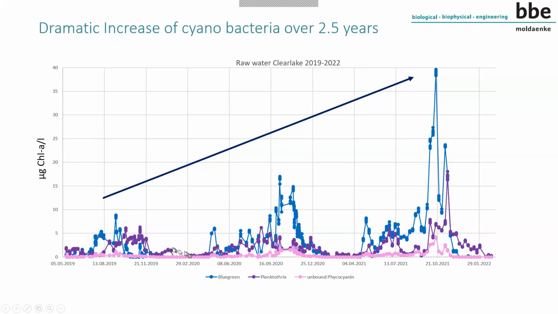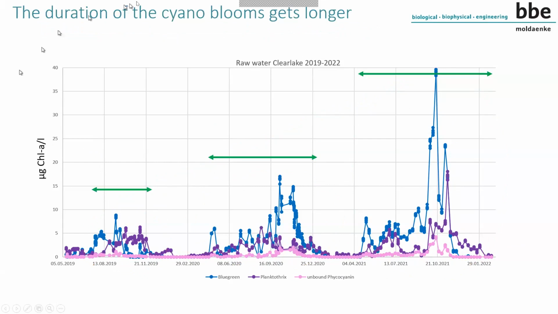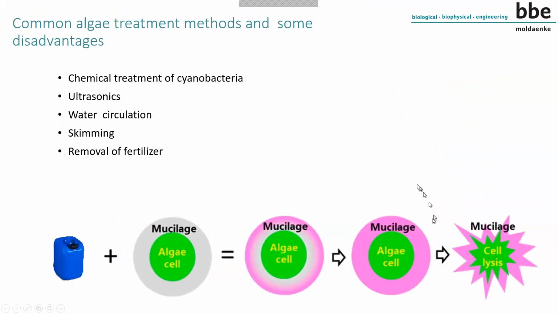And during the period in between, you have cyanobacteria, and in the past there was no cyanobacteria at all in the wintertime. You see the autumn cyanobacteria dominated, as I already told you in the other picture. And you also see that the duration of the cyanobloom gets longer and longer. That is not a very short situation; it gets longer and longer.